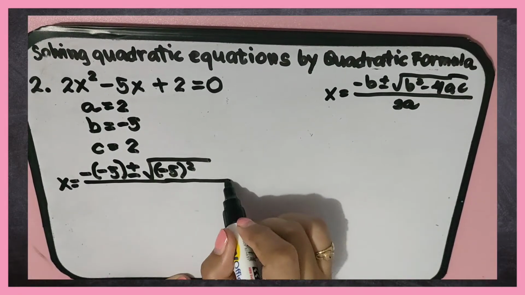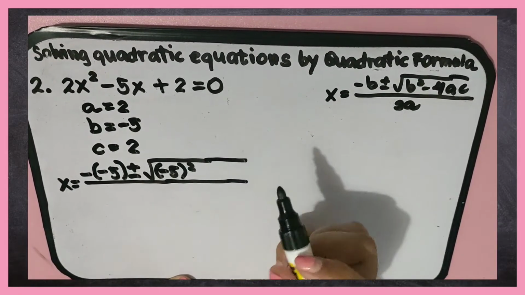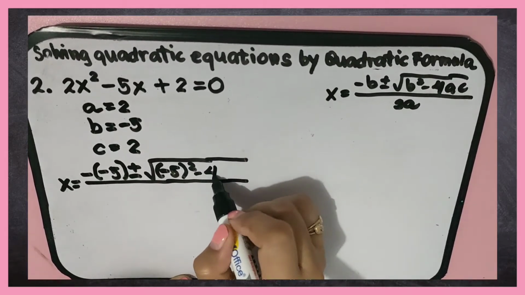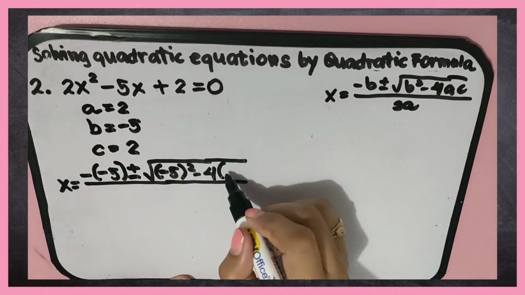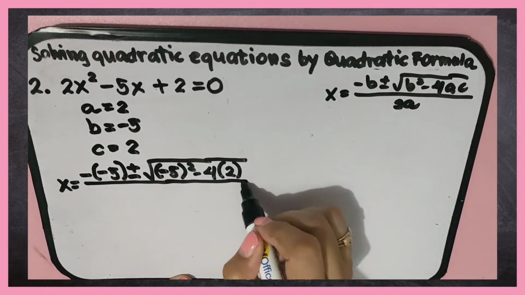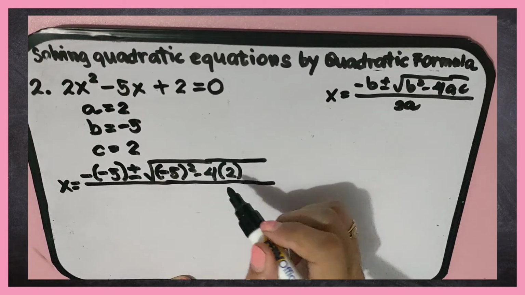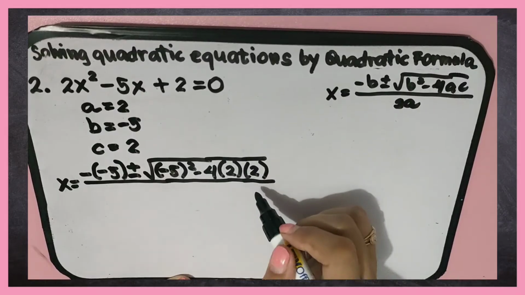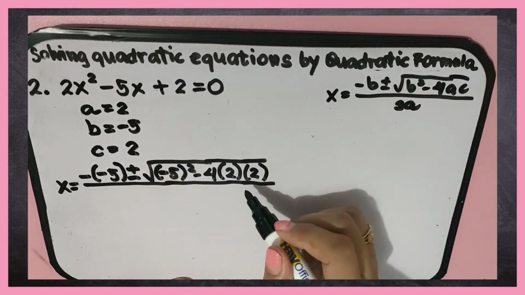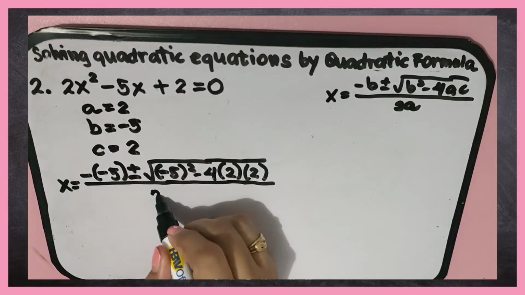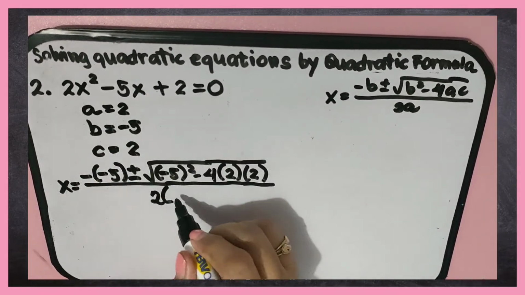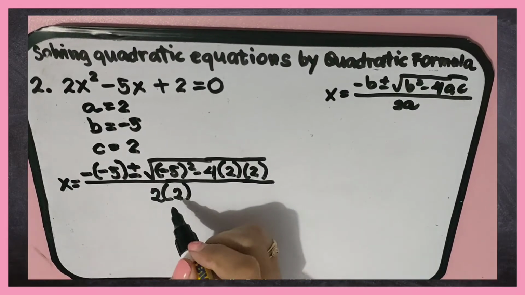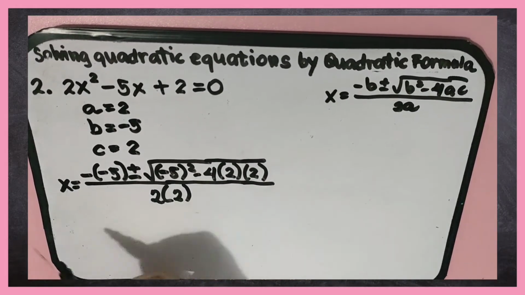Then, get the value of our a, which is 2. And then C is also 2. Okay. Yung parenthesis dito, ang ibig sabihin ay multiplication. Then we have 2 times the value of A is 2. Yan. After the substitution, we will simplify the result.